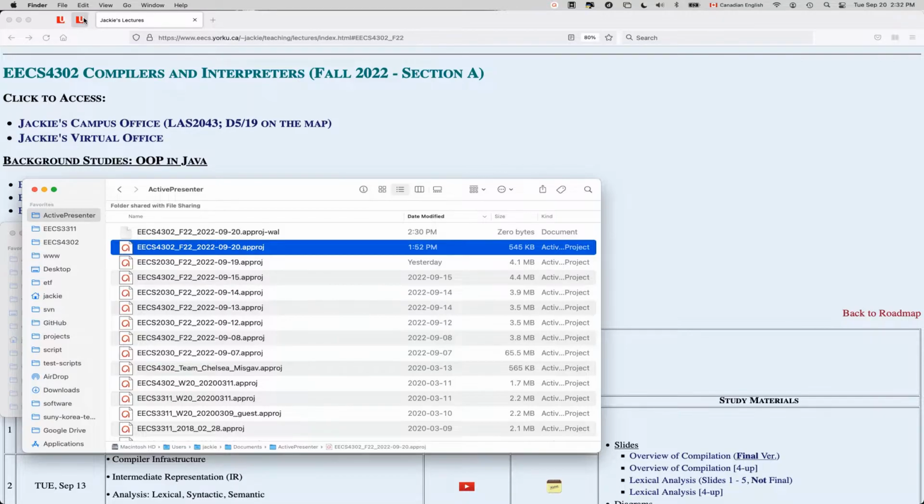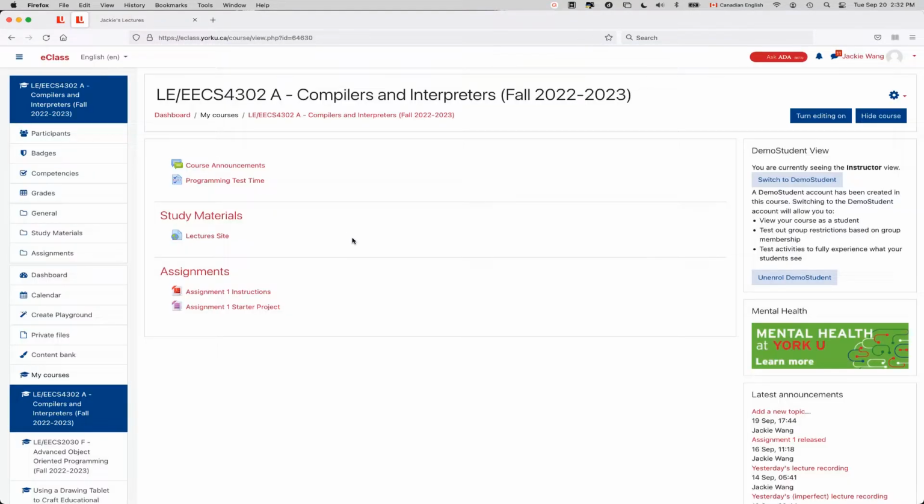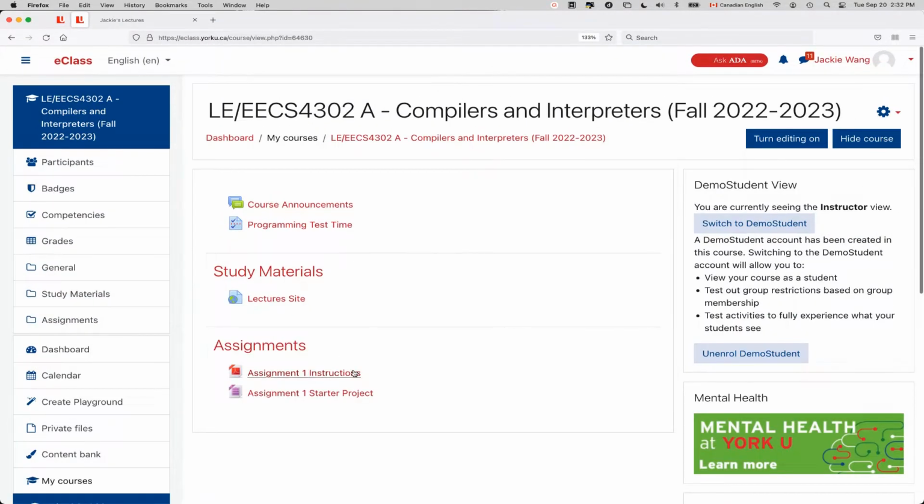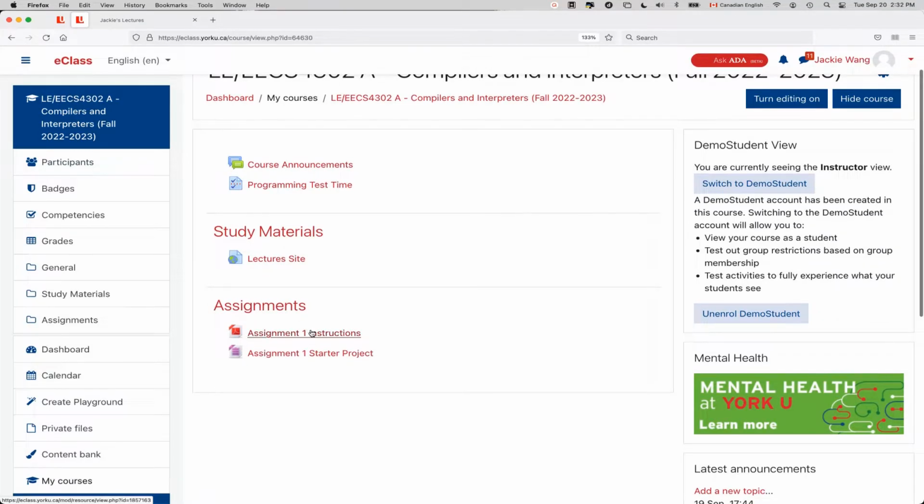Of course, if you go to the e-class site for the course, let me make it a little bit bigger for you. You can see under assignments, we've got the assignment one instruction PDF. Please make sure you read it carefully. That one actually outlines how you're supposed to submit as well. Notice that for the submission, we're going to go for command line submission. For those of you who may never have tried to submit through the command line, if you need help, let me know. Otherwise, it's actually quite straightforward.